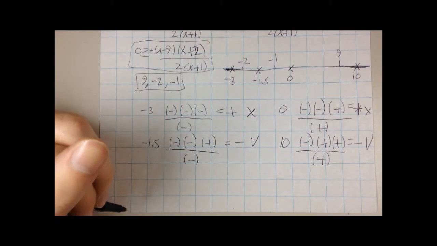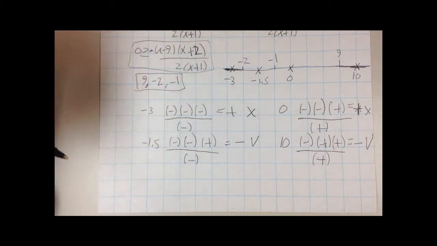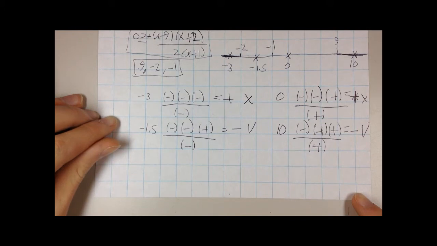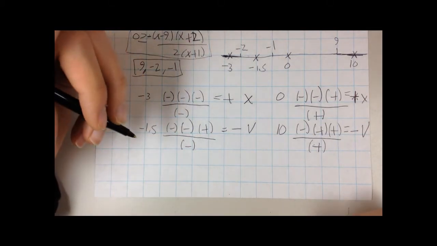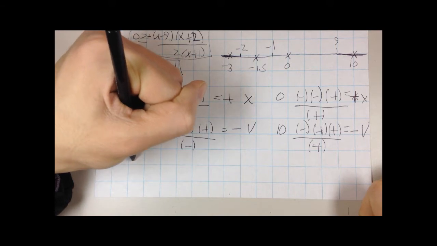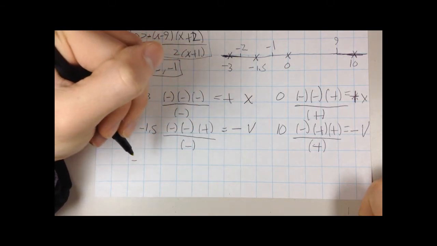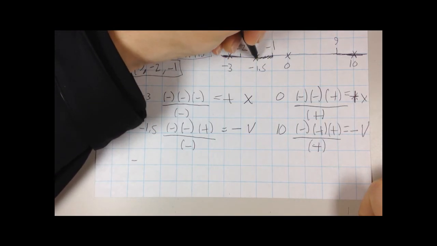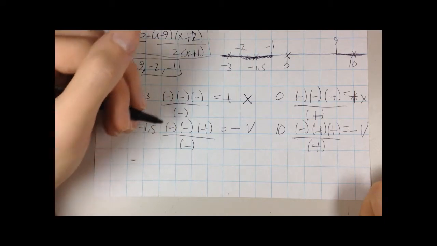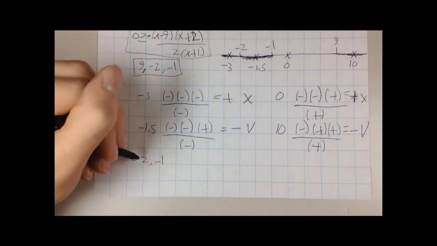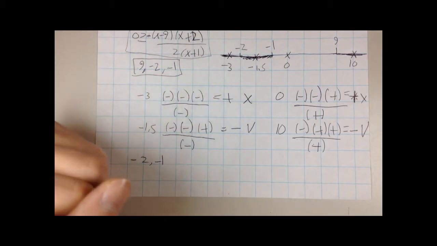And so finally, just like before, we're going to test our endpoints. And so if we write out our intervals that we had, I'm sorry, I drew the wrong thing on here. It should be this interval. So we're going to have -2 to -1. And so we're going to need to test each one of these.